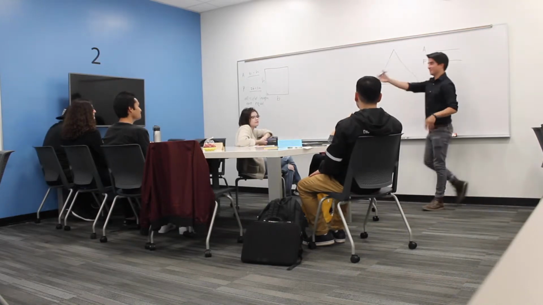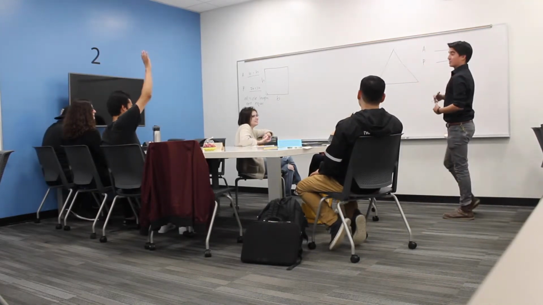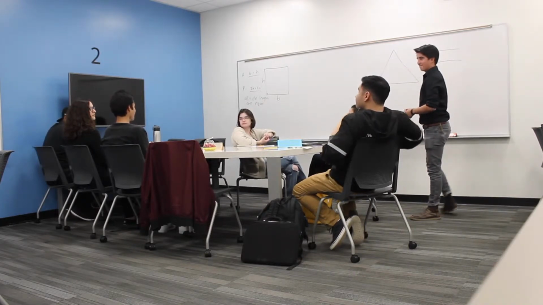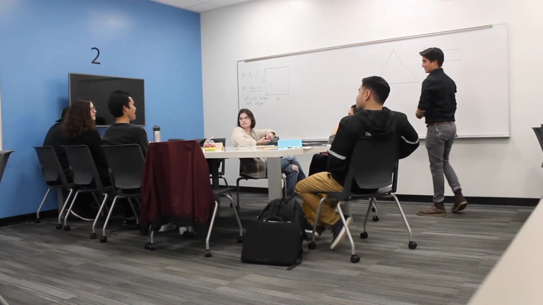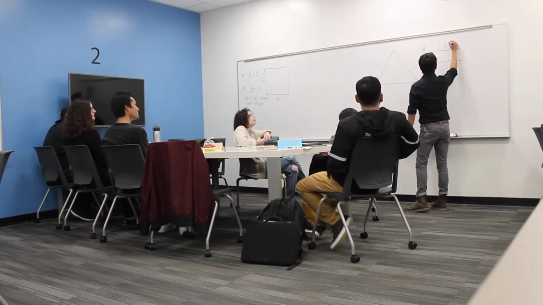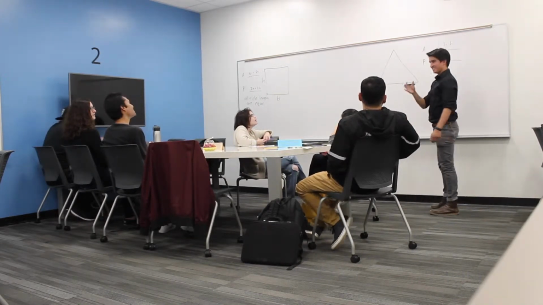Now, triangles. What can you tell me about the triangle? What about the area? Is it base times height times 1/2? Yes. It is half of the base times the height. Perfect. Thank you.